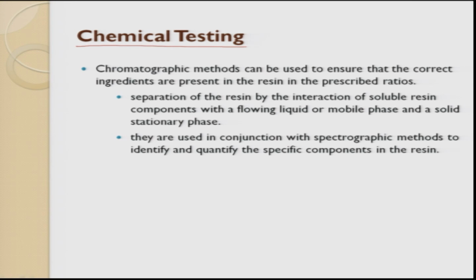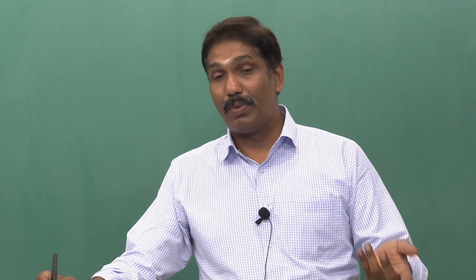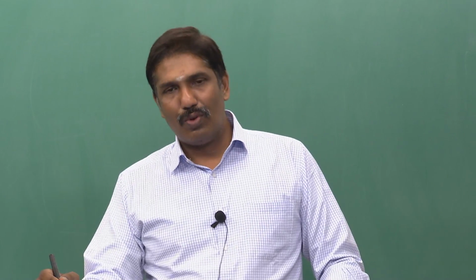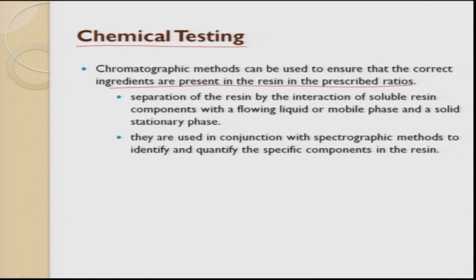The other one is a chemical test. Chemical test is a chromatographic method, which can be used to ensure the correct ingredients are present in the resin as per the ratio. What are the ingredients? Maybe you will add some hardener, you will add an infrared absorbing or infrared protection agent, and you might add some water, or there might be presence of water. So you would like to know from the chromatographic methods what is the composition of it.